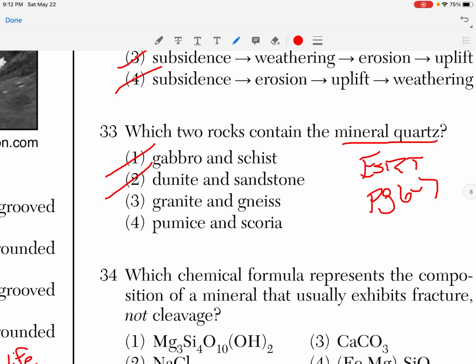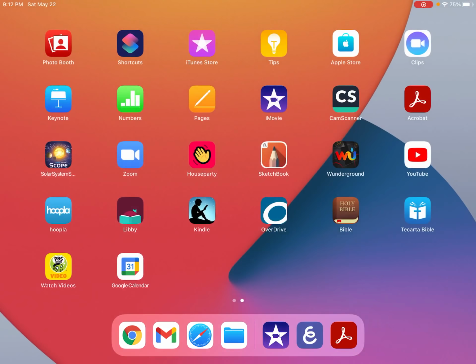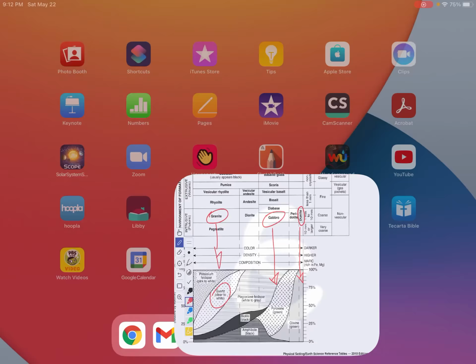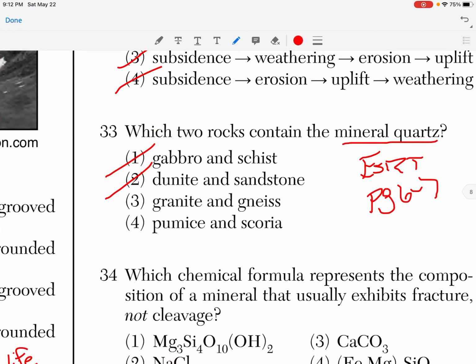All right, granite. Granite is another igneous rock. We'll stick on the same chart and check out whether it has quartz or not. Granite is over here. There it is. I'm going to go down from there. Does it have any quartz in it? Yes, it does. So we have to check the other possibility. And the other possibility, I already forgot. The other possibility was gneiss.